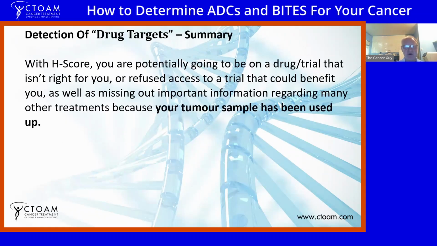Also, with the detection of drug targets with H-score, you are potentially going to be on a drug trial that isn't right for you, or you could be refused access to a trial that could benefit you, as well as missing out on important information regarding many other treatment options because your tumor sample has been used up testing for 1 or 2 clinical trials or 1 or 2 drugs. So this is a real problem. I urge you, if you're considering looking at antibody drug conjugates or bispecific T-cell engagers, or you want to enter a clinical trial, use tumor RNA expression testing.